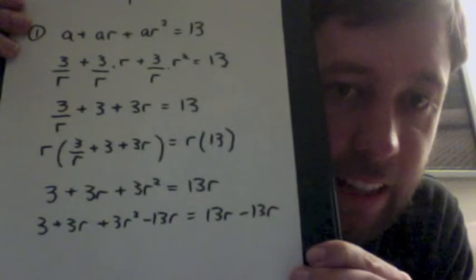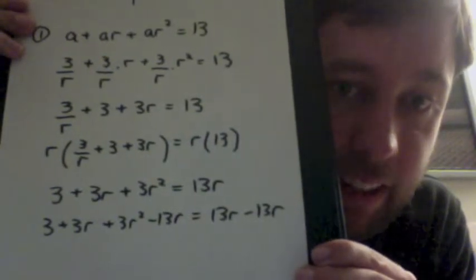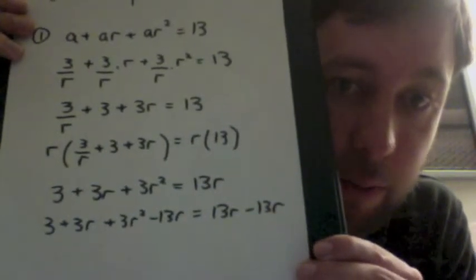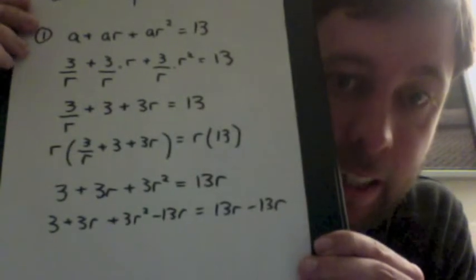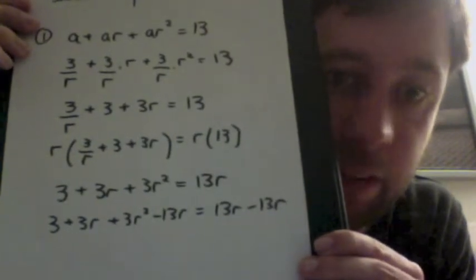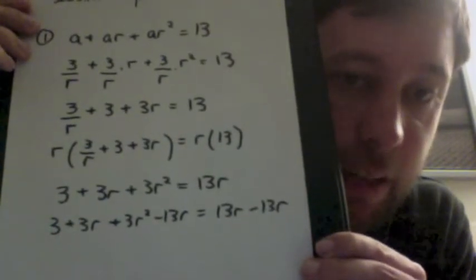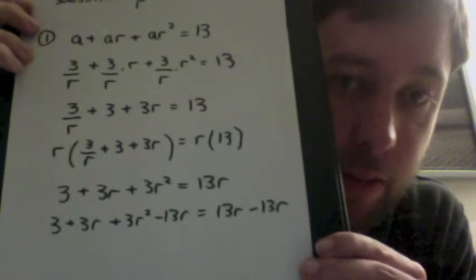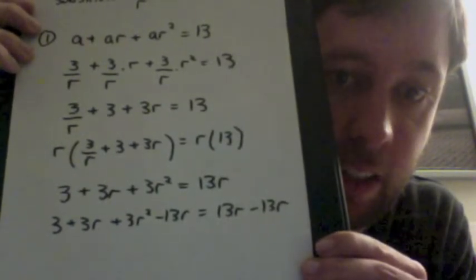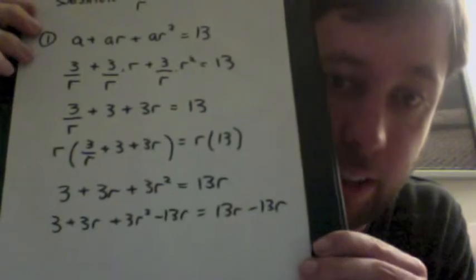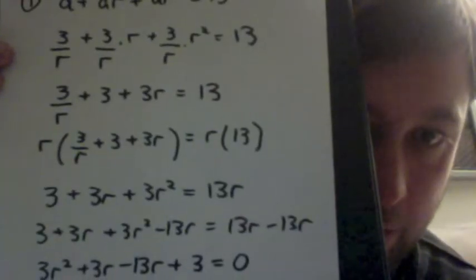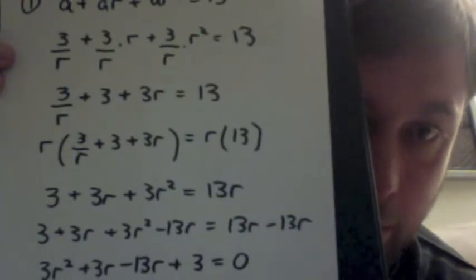In the very next step, I subtract 13r from each side of the equation. My goal is to make one side of the equation, the right-hand side, equal to 0, and move everything with the variable onto the left-hand side. So we get 3 plus 3r squared, and then we're subtracting 13r, equals 13r minus 13r. On the right-hand side, 13r minus 13r is equal to 0.